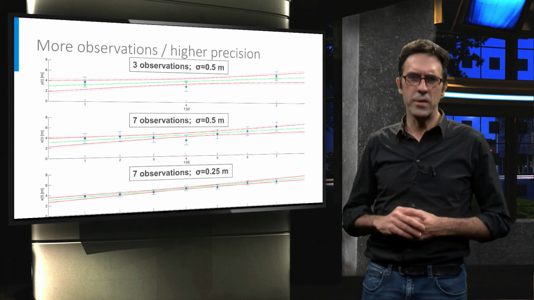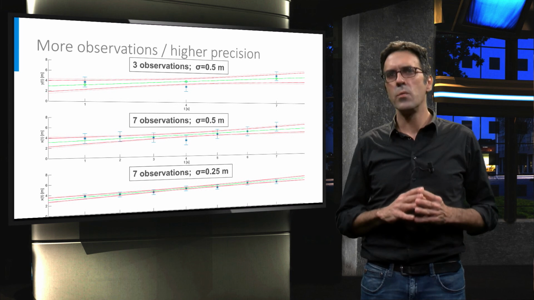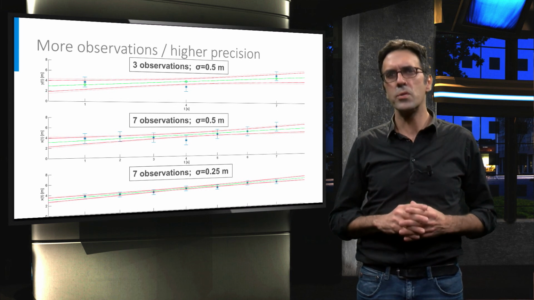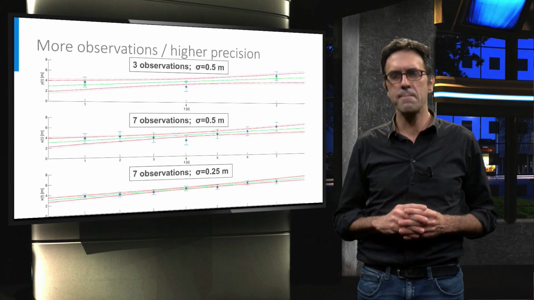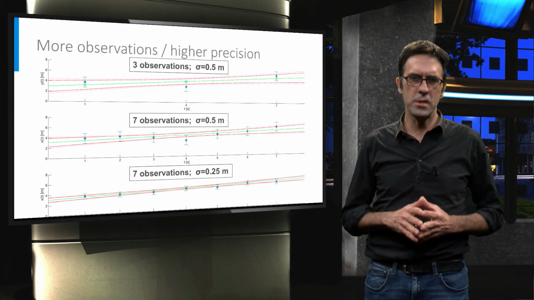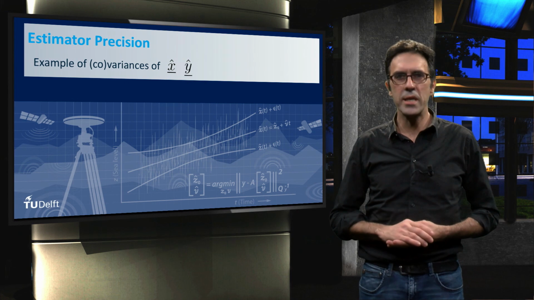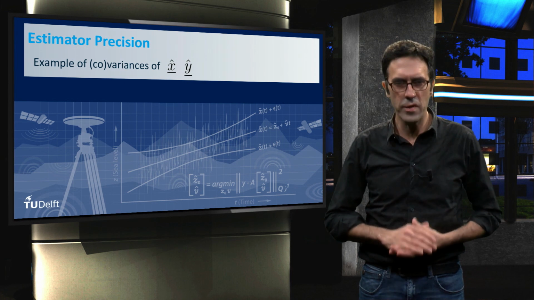Finally, the lower figure shows the case in which there are also 7 observations with a standard deviation of 0.25 meters, so half of it. This also narrows the confidence intervals of the adjusted observations. With this example, we conclude the section on the interpretation of covariance matrices.